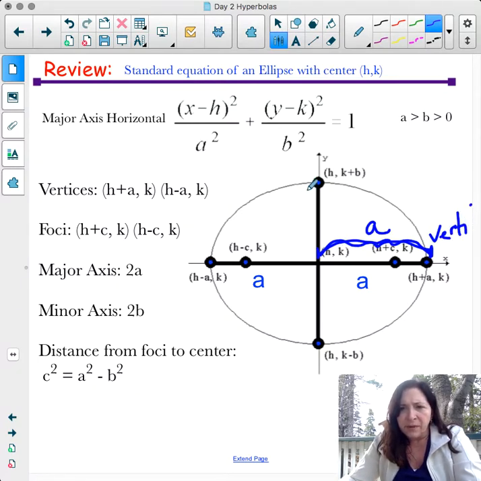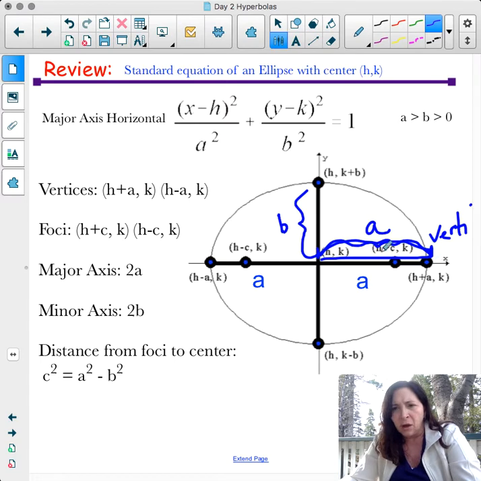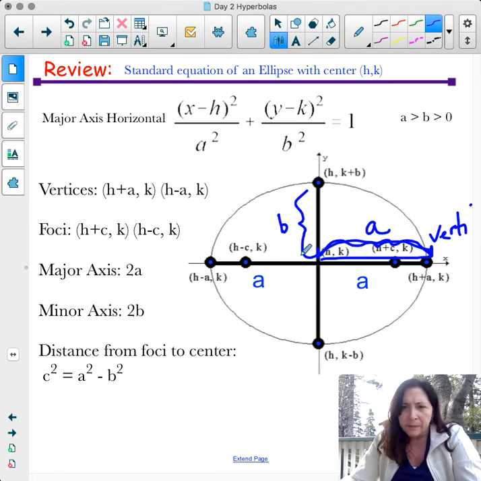You also have the B value, and the B value is going to be smaller than A. What goes underneath here are B squared and A squared. In this case, A squared is the biggest value, so that's going to be underneath X because it's actually on the X-axis. In addition, you also have what's called foci, or focal points.